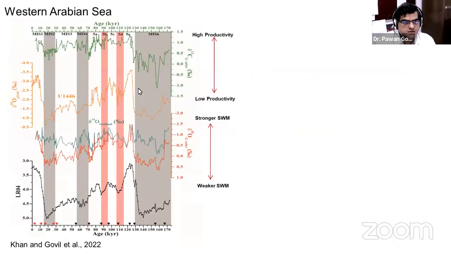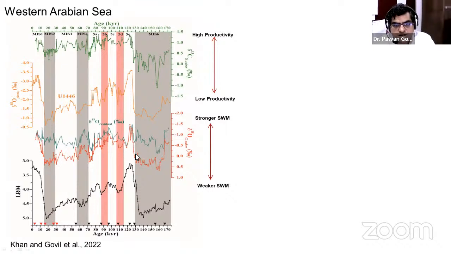So in the Western Arabian Sea, I would like to take you through some of my results. On the x-axis we can see the age, and on the y-axis we can see the data set. With the LR04 stack, we have correlated our core for chronological purposes, and this is our data set in red, and this core goes up to 172 kilo years.